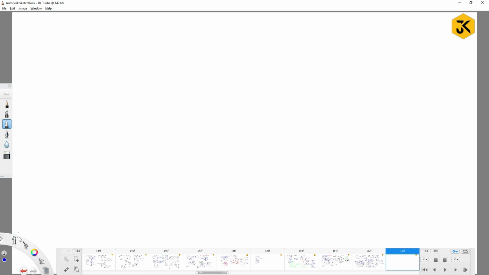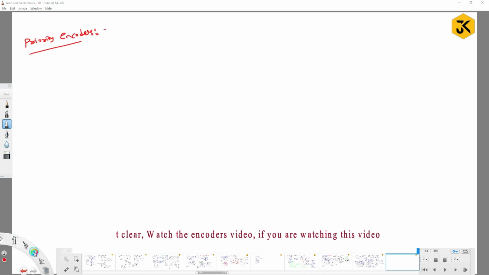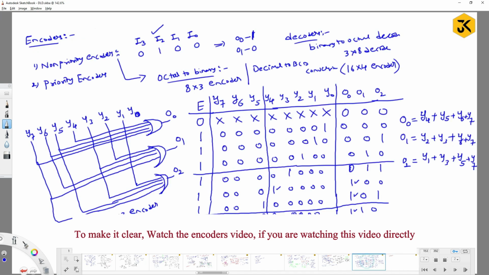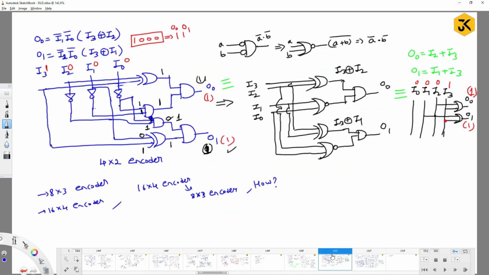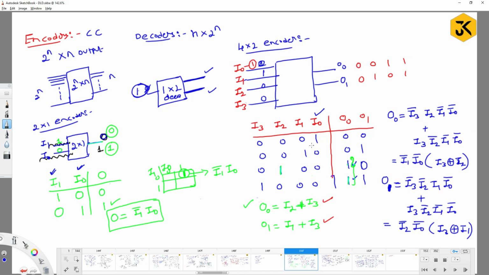Priority encoders. So guys, if you observe the basic encoders, what are the possibilities we are defining? We are defining only 0001, 0010, 0100 or 1000. But what about the other cases? If other cases are given as inputs, your circuit is going to behave abnormally, because we constructed the circuit in such a way.